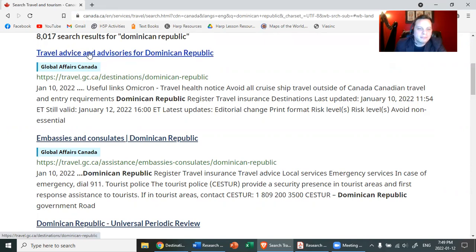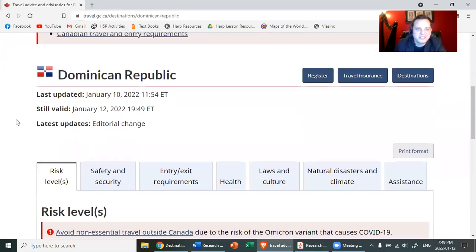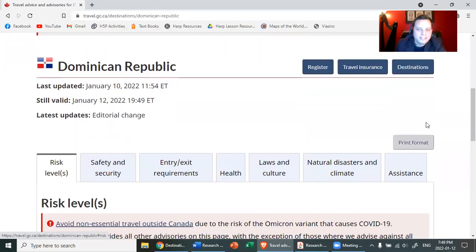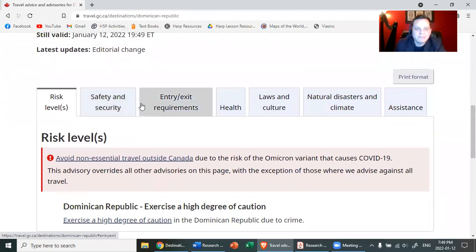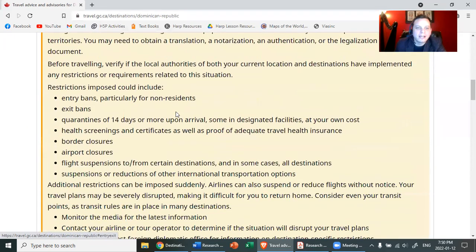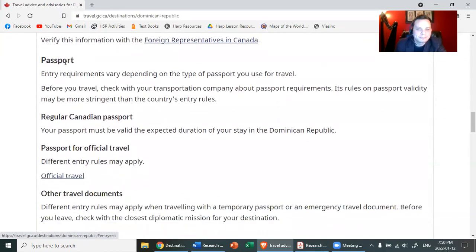So we'll click that and scroll down past all the COVID stuff, which is normal now to see. And you'll go to this section here. It's got a nice flag there and it says Dominican Republic. Down here, you've got different tabs: risk levels, safety and security. You will click entry and exit requirements. And that, after all the COVID stuff, will tell you passports.